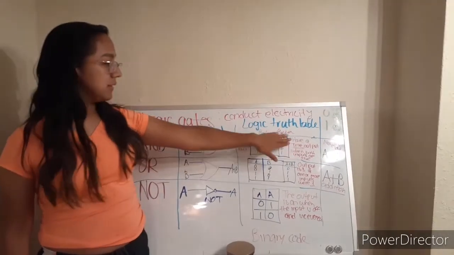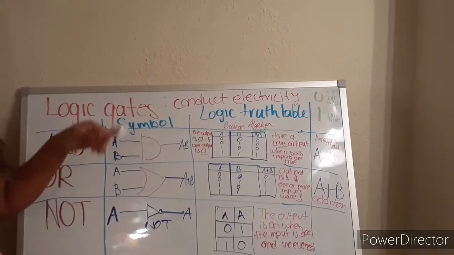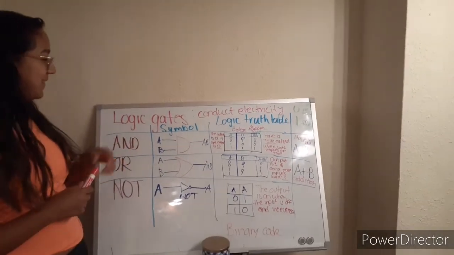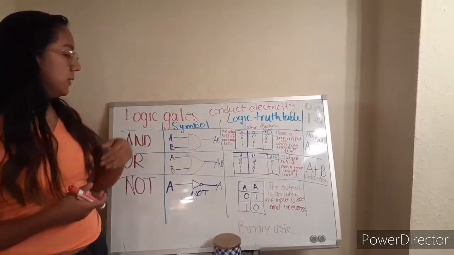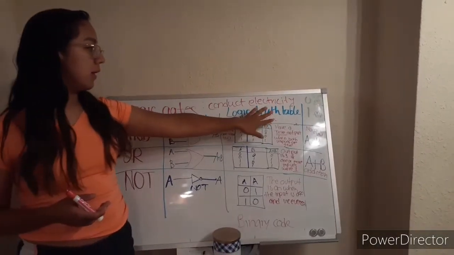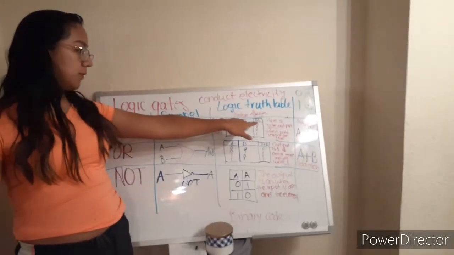This means having a true output only when both inputs are true, and so if we have an input of 0, we will automatically have an output of 0.